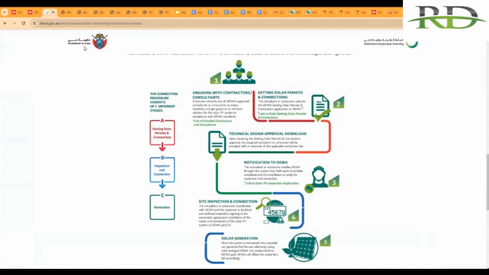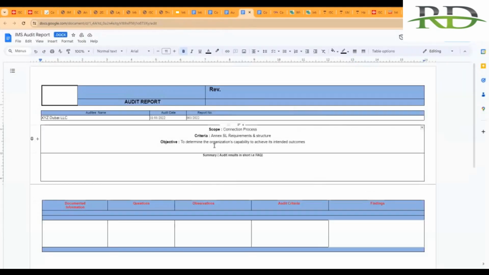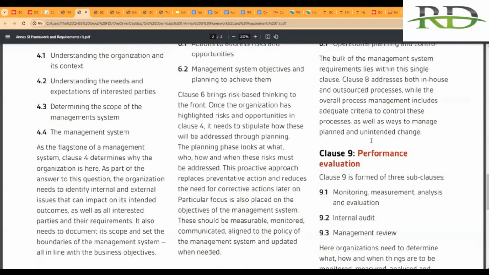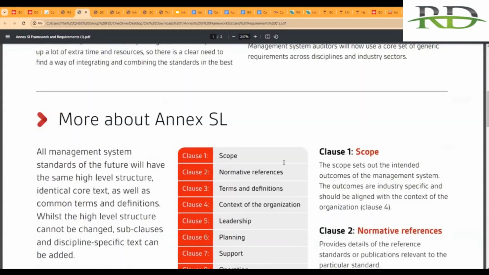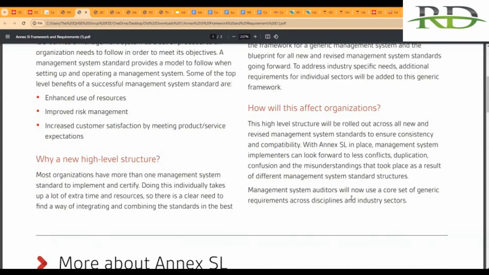Of course, the scope of the audit is the solar panel connection process. What is the audit criteria? The audit criteria now is the measurement yardstick. And all what you know here now, management system auditors will now have to use this core set of requirements across all industries.